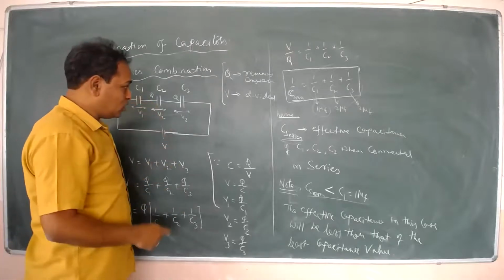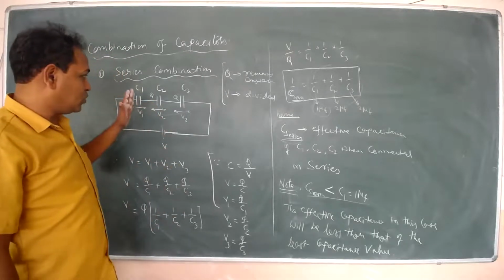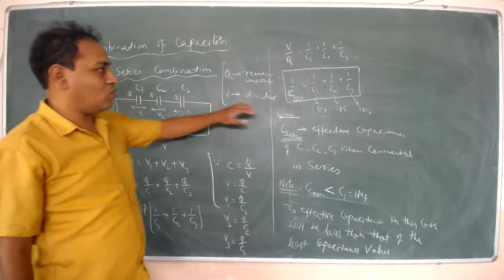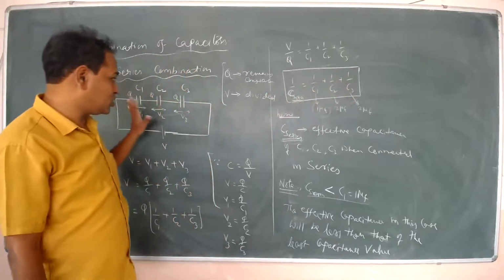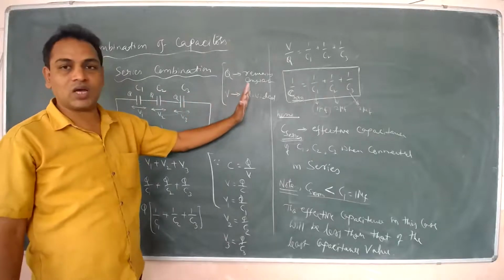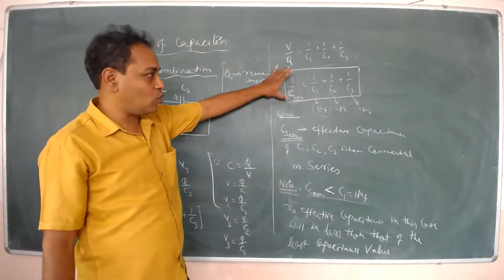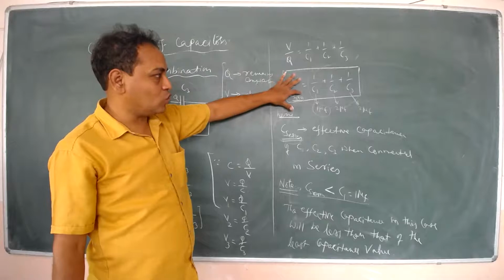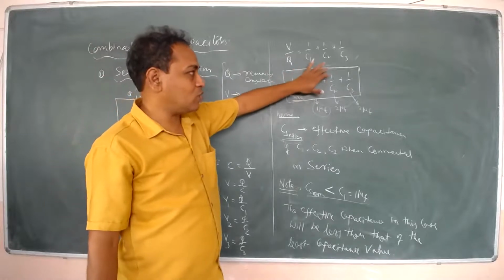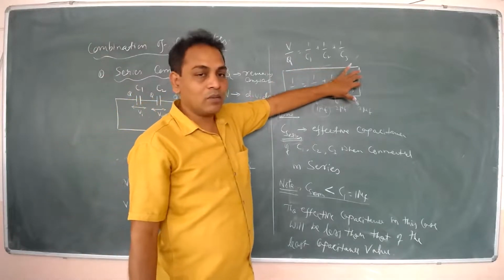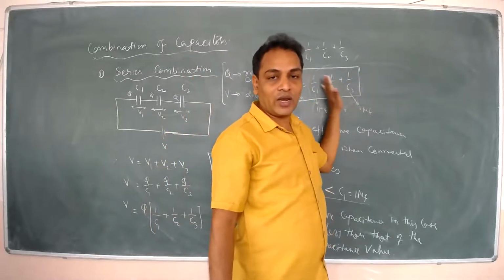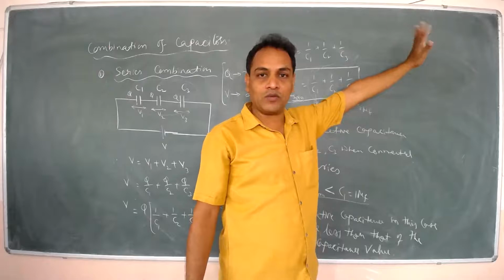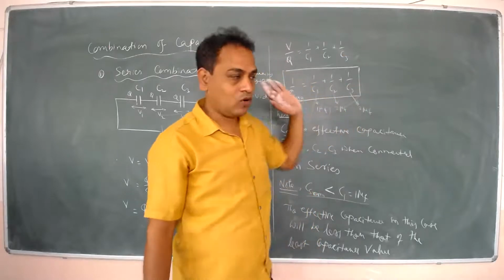Here the effective capacitance of the three capacitors is given by 1 by C1 plus 1 by C2 plus 1 by C3. Suppose n number of capacitors are given, then the same formula can be written: 1 by C series is equal to 1 by C1 plus 1 by C2 plus 1 by C3 plus 1 by C4 and so on, plus 1 by Cn. So we can extend this up to n number of capacitors. Got it?